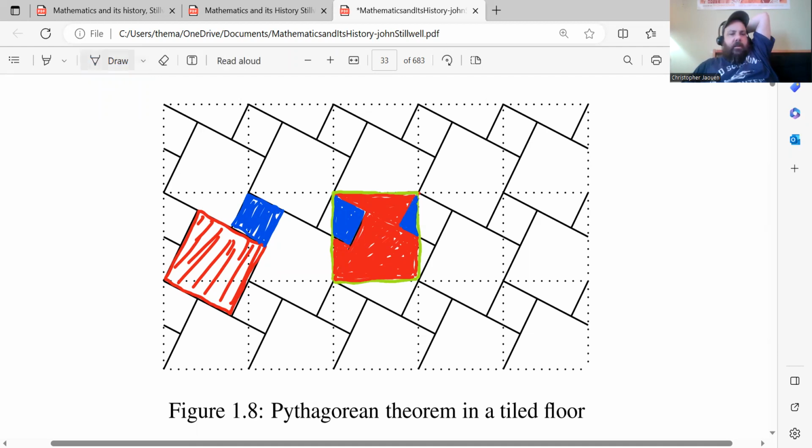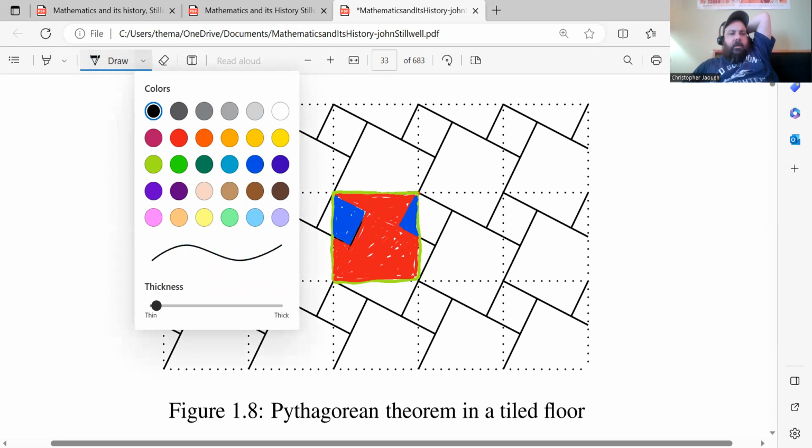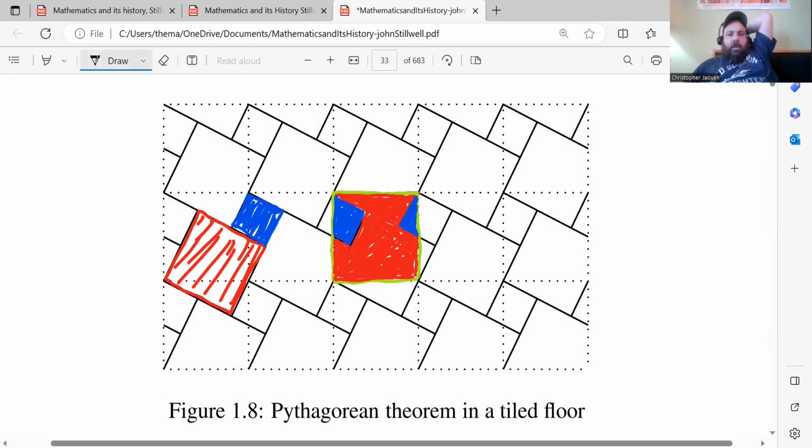Maybe I'll outline it in black. So here, notice that this side is the dimension of this square, and this side is the dimension of the red square, and the hypotenuse of that triangle is the area. Sorry, it's the dimension of the green square. So that's the visual proof. So hopefully you were able to see that.